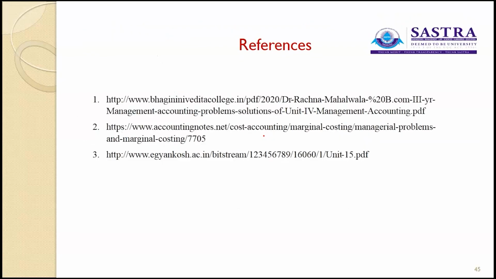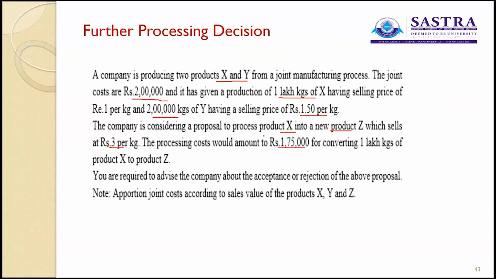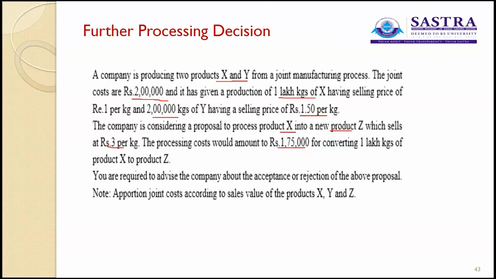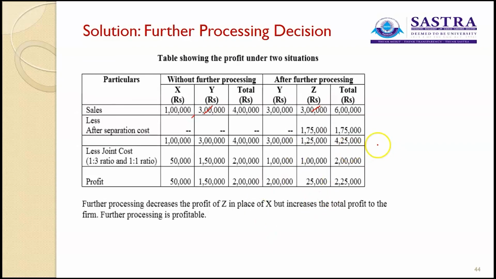Now for product Z, we have 1 lakh units at 3 rupees per kg, because we are replacing X by Z, so it is 3 lakh rupees. For Y we have 3 lakh rupees, so in total we have 6 lakh rupees. Now we have a separation cost, the processing cost of 1,75,000. So we have a processing cost, and then we have 4,25,000, that is, we are deducting the processing cost.